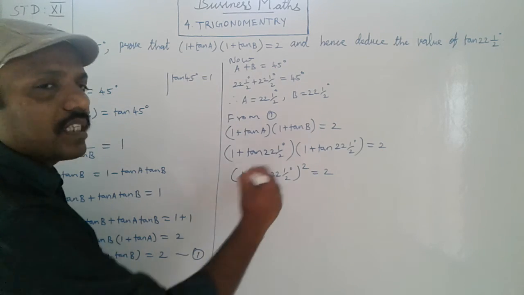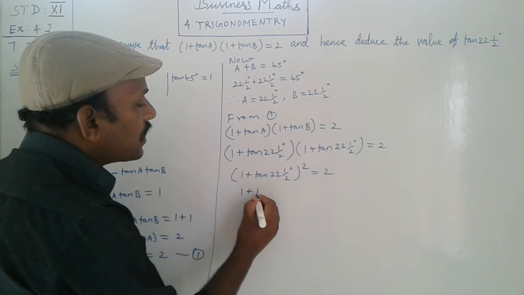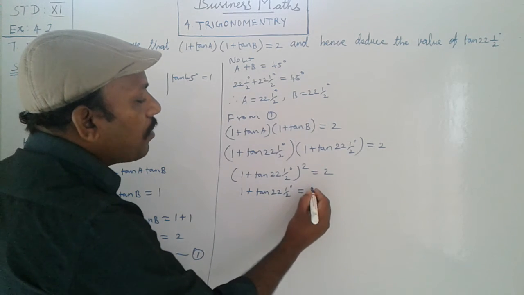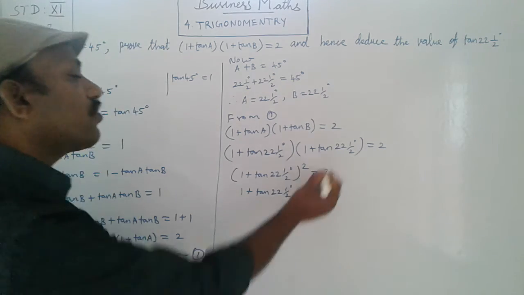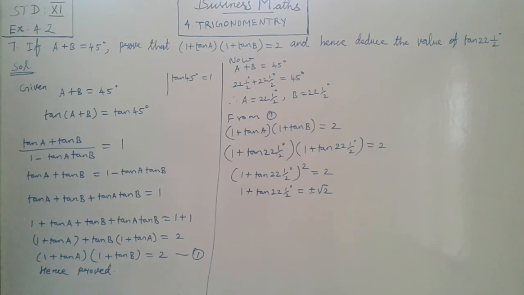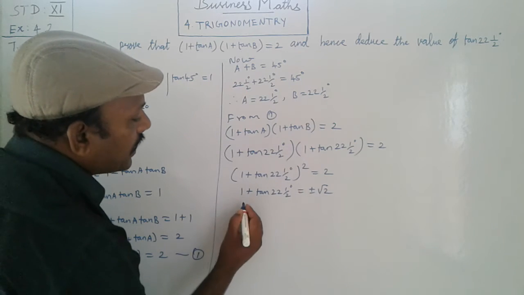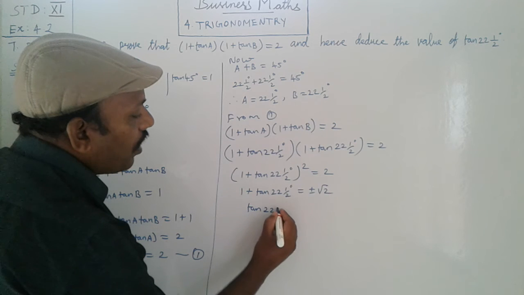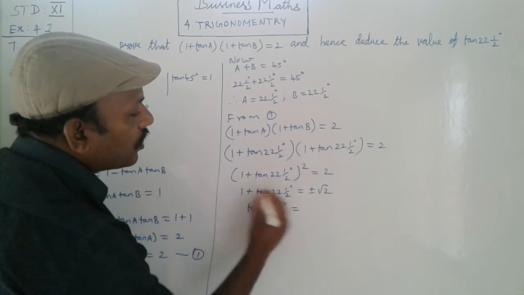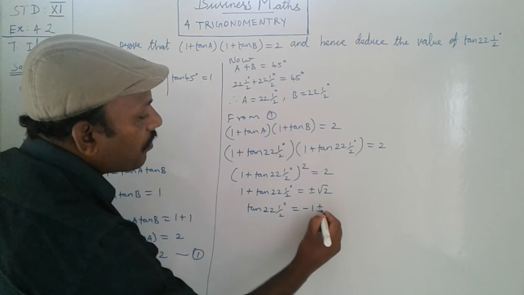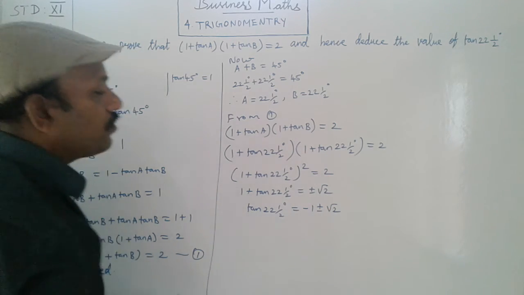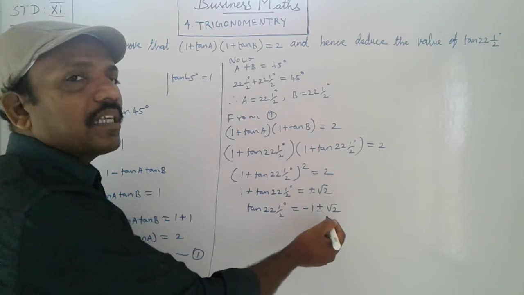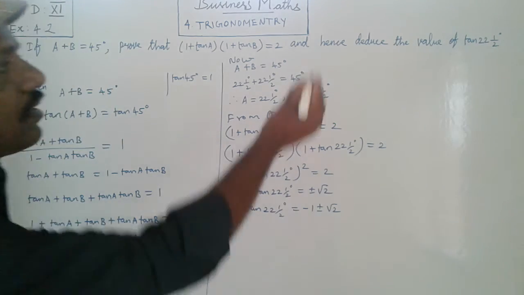Now take the square root on both sides. Then 1 plus tan 22.5 degrees equals plus or minus root 2. Taking 1 to the right hand side, tan 22.5 degrees equals minus 1 plus or minus root 2. So tan 22.5 degrees value is minus 1 plus or minus root 2. That's all.